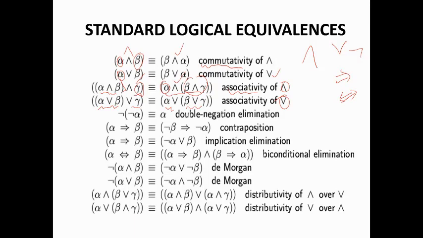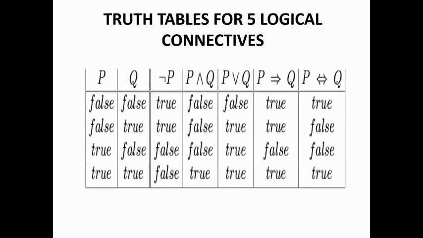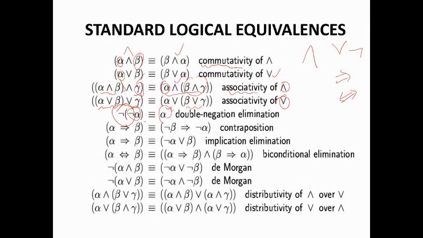Two negatives make a positive. So the negative of the negative of a sentence alpha is equal to just alpha. So negative of negative alpha is equal to alpha, the double negative. A double negative always eliminates; together they just become positive. So, alpha implies beta. This means negative beta implies negative alpha.